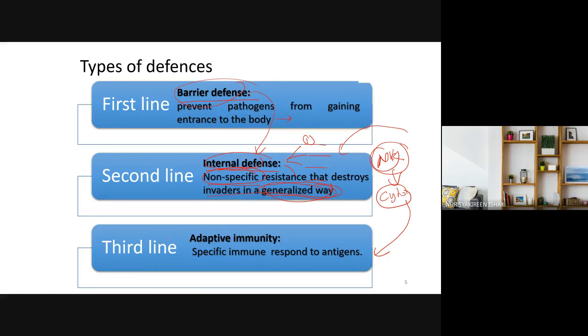Okay, so for the third line defense is adaptive immunity, ataupun acquired immunity. Kita boleh guna dua istilah tu. Okay, adaptive or acquired immunity. So for this one, the mechanism is more specific. Your white blood cells, to be specific, is the lymphocyte. So you have the T cell, T lymphocyte and B lymphocyte that will detect specific pathogen, by detecting specific antigen on the pathogen.